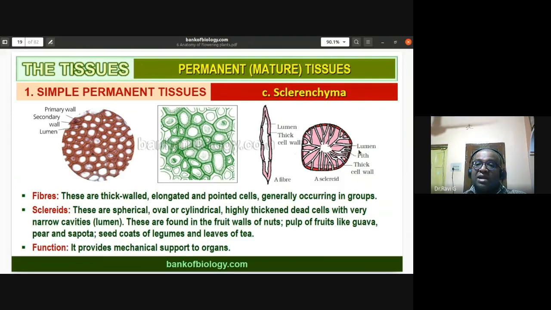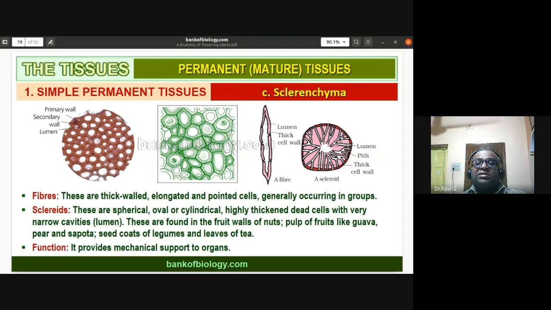So there are different types of sclerites based on their shape. If the sclerites are bone shaped, we call them osteosclerites. If they are star shaped, we call them astrosclerites. Some of these sclerites are triradiate, so we call them trichosclerites.